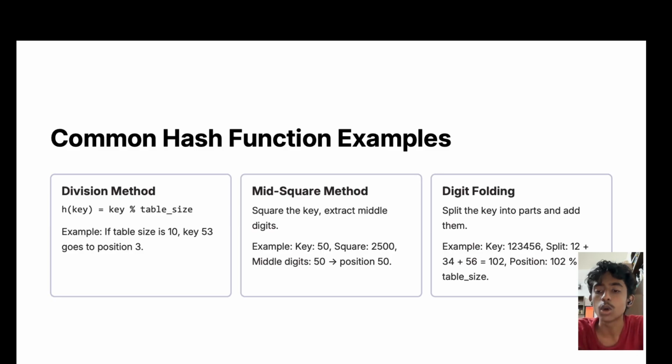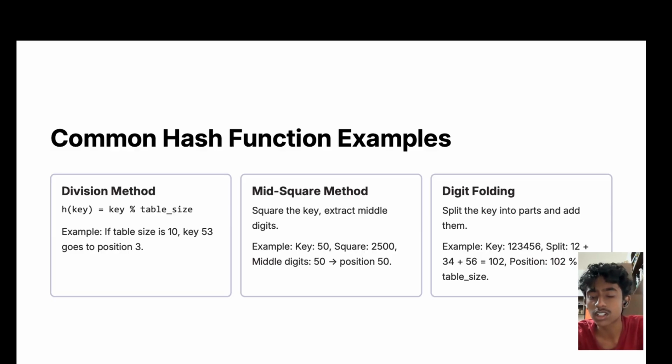Here are a few common ways we calculate these hashes mathematically. The division method uses the formula h(key) equals key modulus the table size. For example, if your table size is 10, key 53 goes to position 3.